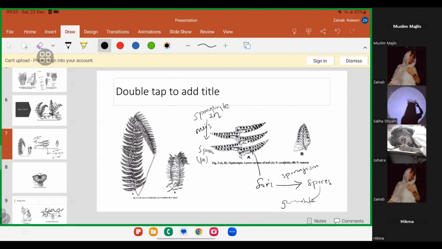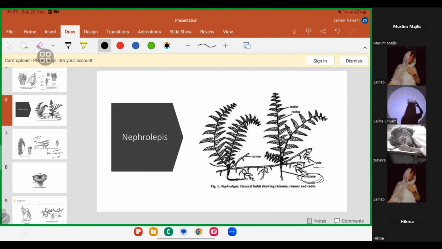So I'm just doing a brief recap going back. The sporophyte is dominant. That means it is long-lived. It is the usual thing you'll see in the environment. So if it's a Nephrolepis, you'll see these things. It has leaves, stems, and roots. It has an underground stem called the rhizome and everything.